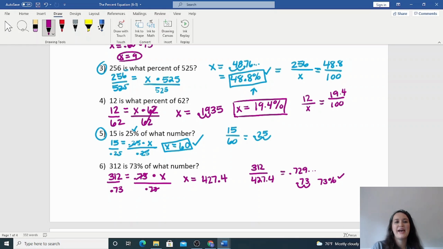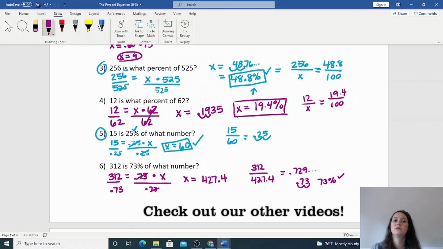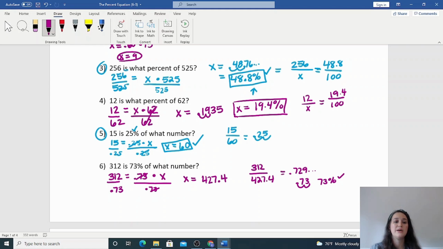All right, so that is how to use the percent equation, okay. I hope that was helpful to you. And again, we have the percent proportion video, which is another way to solve it. As long as you have a percent question just like these, you can use either method to solve it, and you should arrive at the same answer.